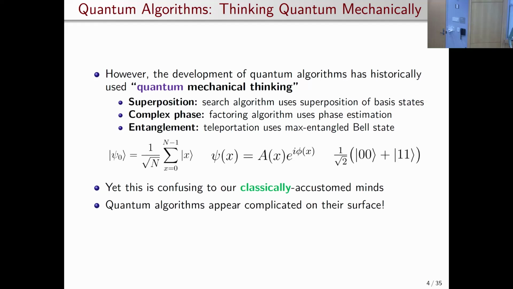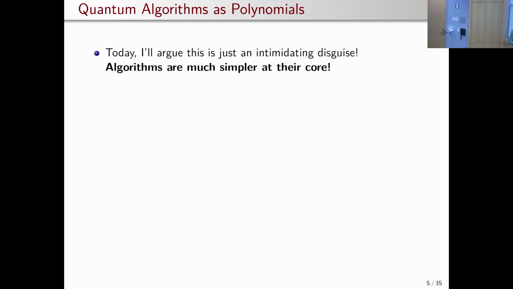And as a result, quantum algorithms appear really complicated on the surface. They use all these properties to solve problems on quantum computers, but they're not very intuitive or understandable to us. And so what I want to argue today is that this appearance that quantum algorithms have of being very complicated is really just an intimidating disguise. And they're a lot simpler at their core, and I will show you how.